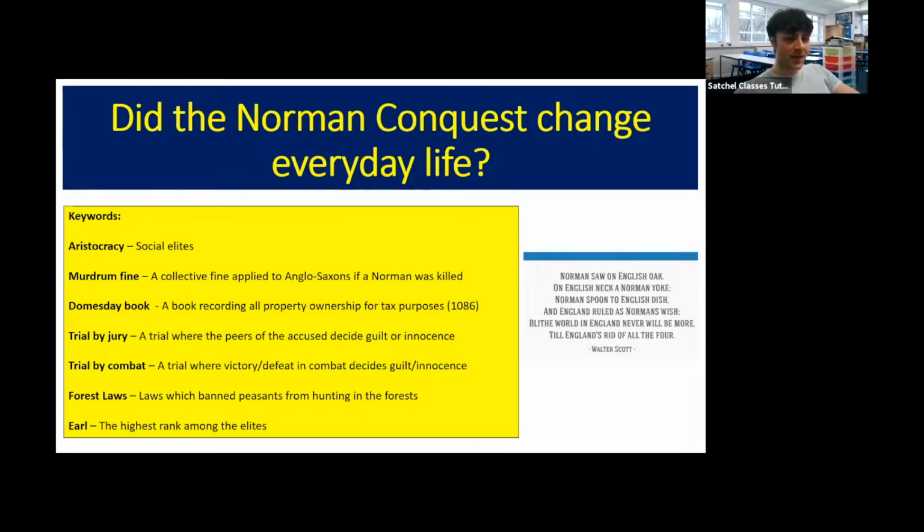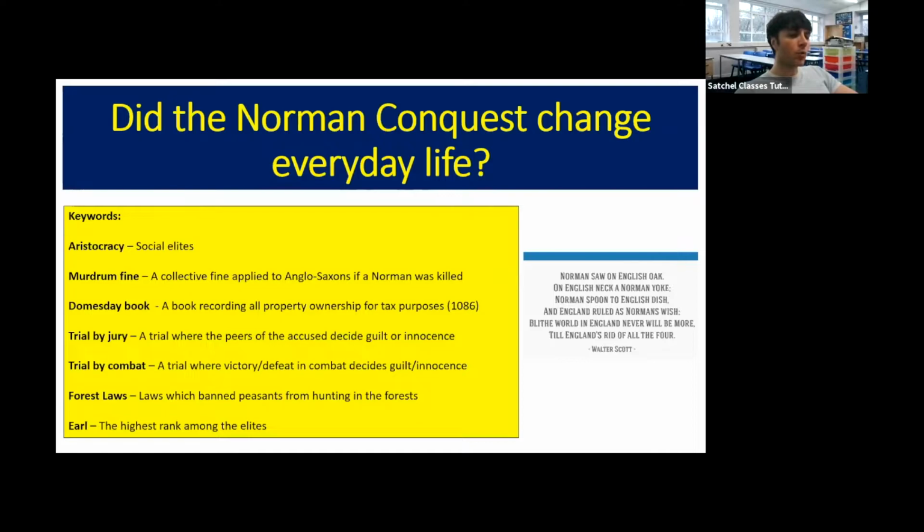Then we've got the Domesday Book. You probably know what this is already, but just to remind you, this was a book that recorded all property ownership in the country for the purposes of tax. It was one of William's methods of control and of increasing the level of his finances in the country, and that was brought in 1086.